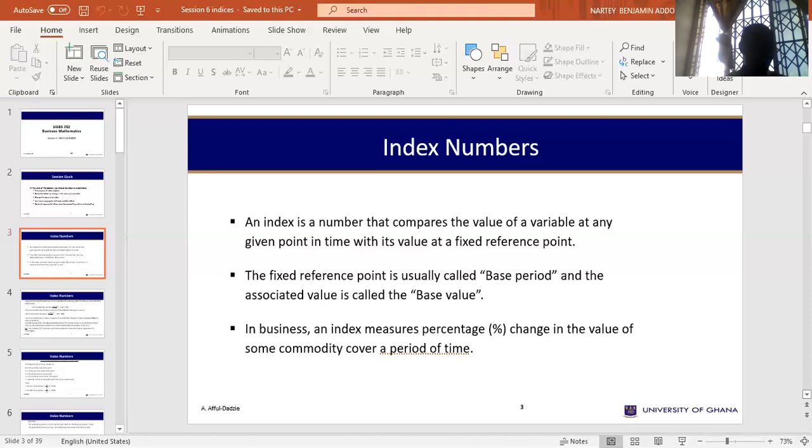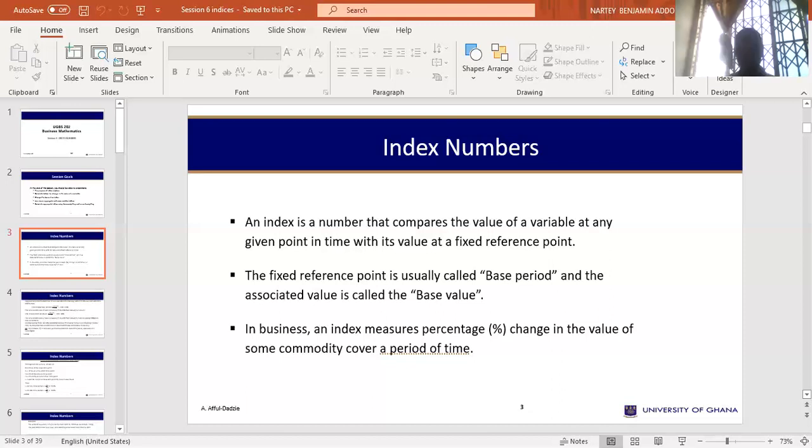Okay. Now, what is a price index? So as we have seen on the slide here, an index number is a number that compares the value of a variable at any given point in time with its value at a fixed reference point. So the reference point is what we call the base point. The fixed reference point is usually called the base period, and the associated value is called the base value.